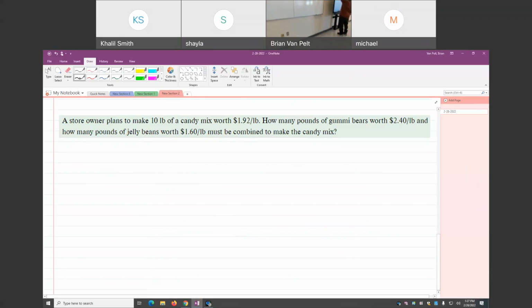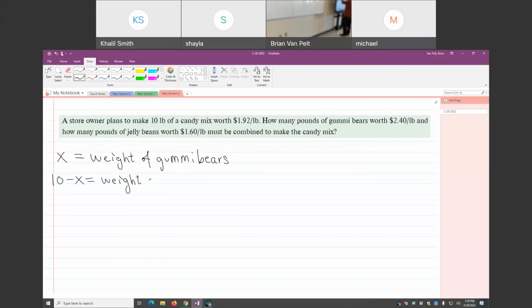Let's say X equals the amount of gummy bears, maybe that's a better word. Since we're using 10 pounds, 10 minus X would be the weight of jelly beans. Remember, you ought to take that and multiply it by the rate.